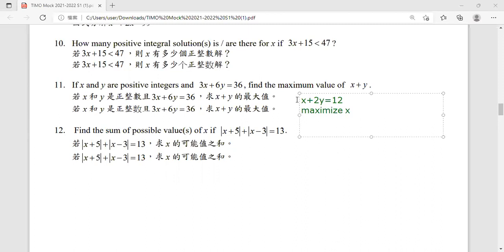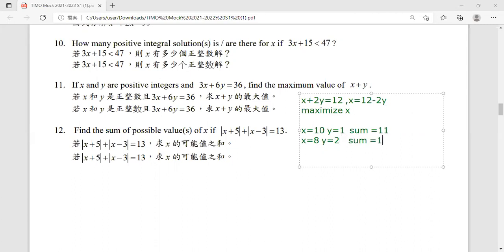Now let's see why. I changed this one to x equal to 12 minus 2y. So if I put x as 10, then y is 1. But if I put x as 8, then y is 2 only. So the sum here will be 11, but the sum here is 10.